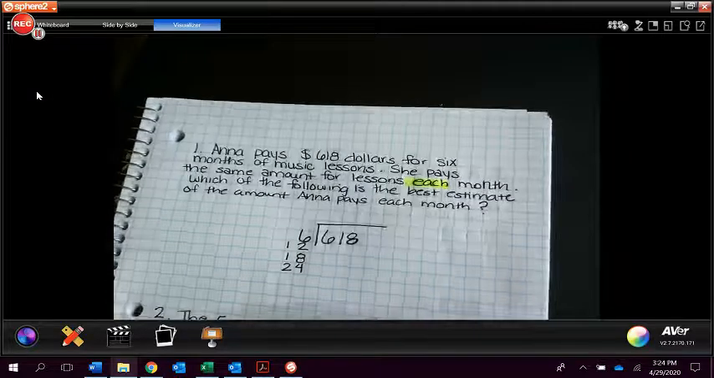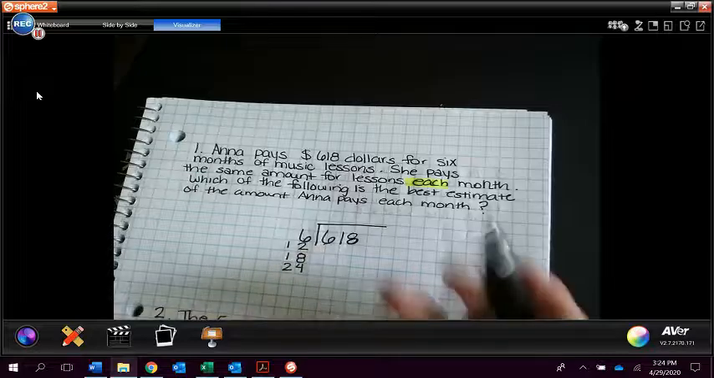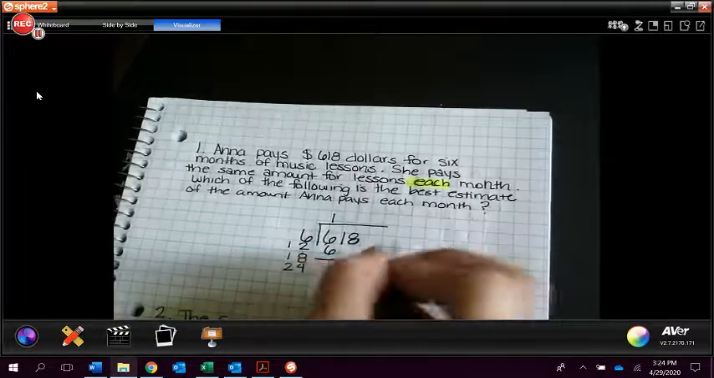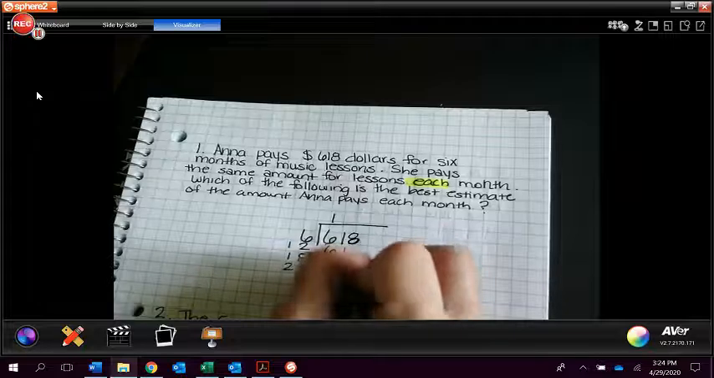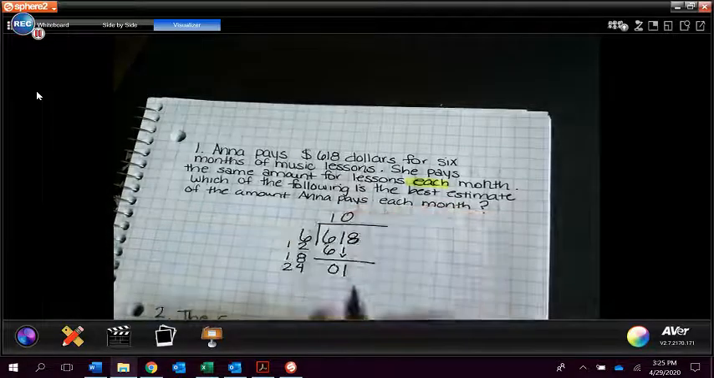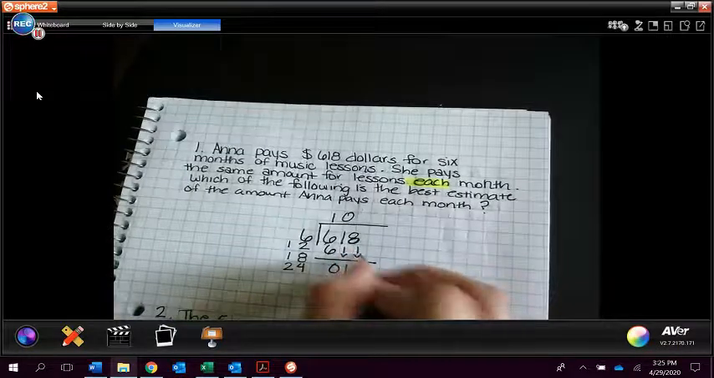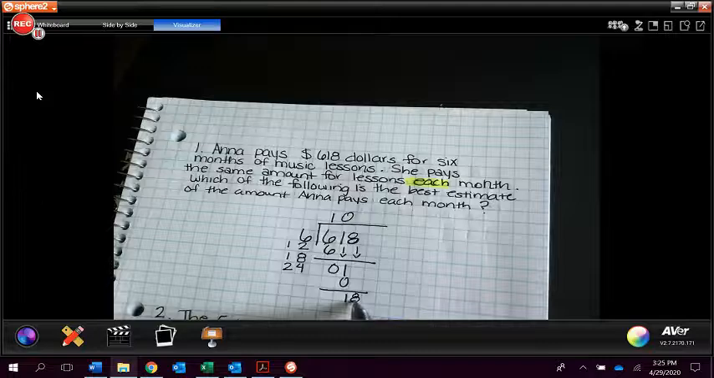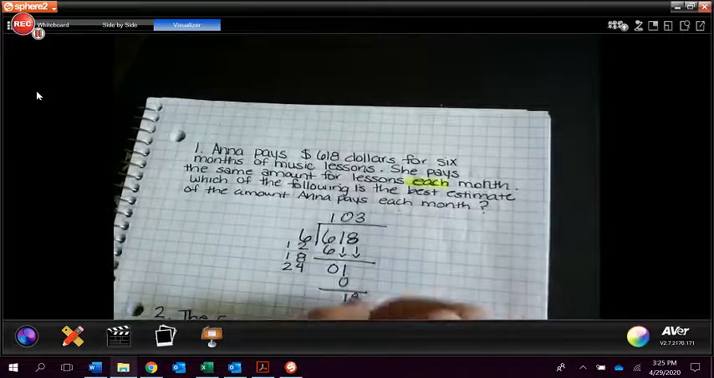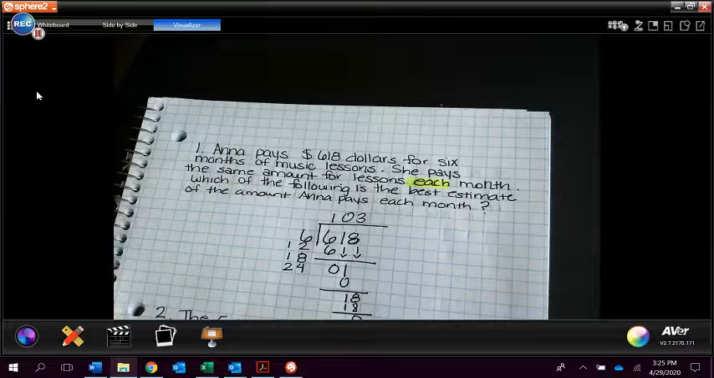I'll stop there. You can actually continue, but I'm going to stop there. So how many times does 6 go into 6? We know it goes 1 time. So we just work out our problem. We bring this down. We know 6 goes into 1 0 times. Then we bring this down and we bring our 8 down as well. And then 6 goes into 18 3 times. And then this gives us 18 and 0. So we know that our answer is 103.